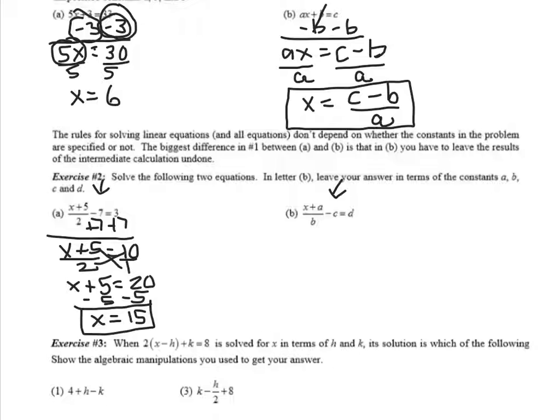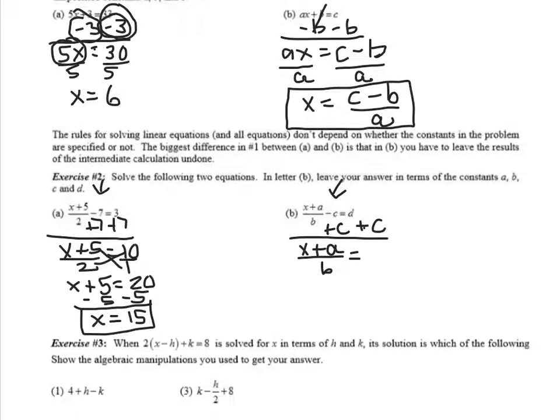On this side, we're going to use the exact same steps, but again, we're going to end up with an expression as our answer instead of a number like 15. Going to get this fraction by itself by adding c to both sides. We end up with x plus a over b is equal to, oh, look, I made a mistake. Let me back up. That should have said plus c to both sides.